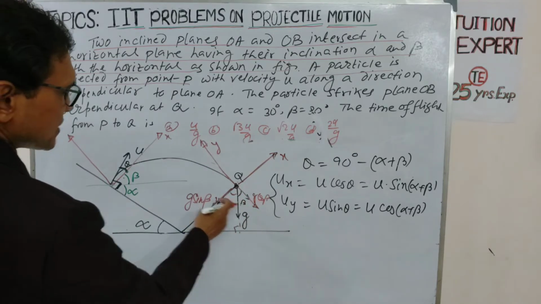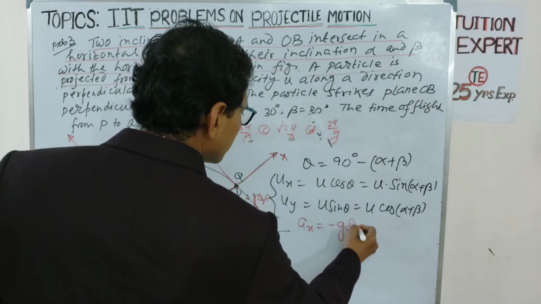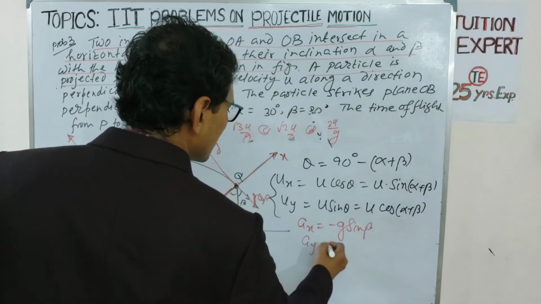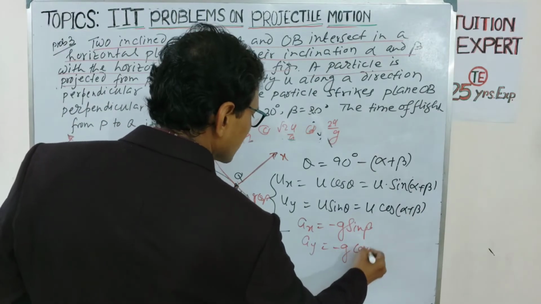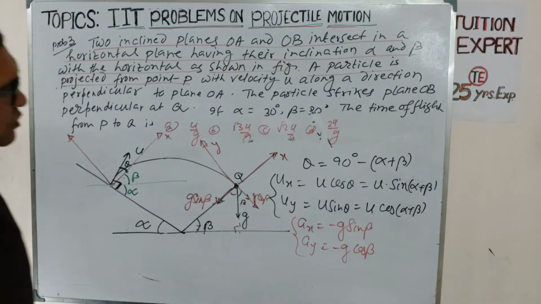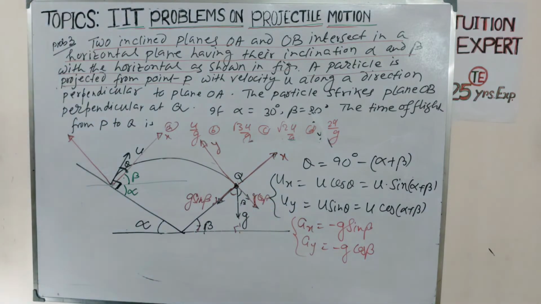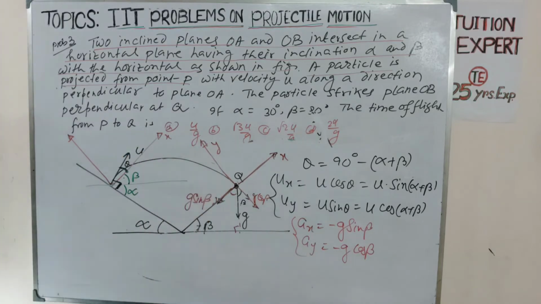Here this is g cos beta, g sin beta. So the acceleration component along x is equal to minus g sin beta and the y component is equal to minus g cos beta. So always we resolve velocity and acceleration components along x and y direction. Now the particle strikes at this point Q perpendicularly.